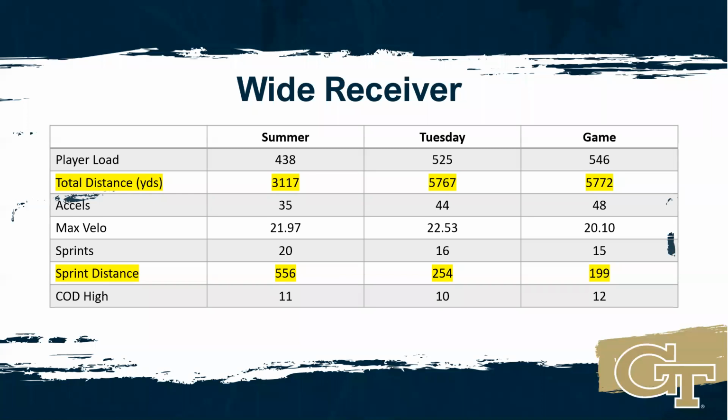As you look at it down the left side, those are the 7 categories that I went over a second ago. And then what an average summer session would look like, what an average Tuesday practice would look like throughout the season, and then what an average game looked like throughout the season. For each position, I'm going to highlight a couple of the categories that really stuck out to me. And this was one of our wide receivers here.